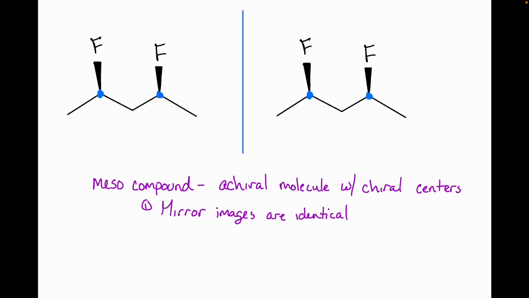possible, the only way that it can contain chiral centers and have its mirror image be identical is if it contains an even number of chiral centers. So you can't be a meso compound with just one chiral center. You have to have 2 or 4 or 6 or whatever it may be. 2 is obviously going to be the most common.